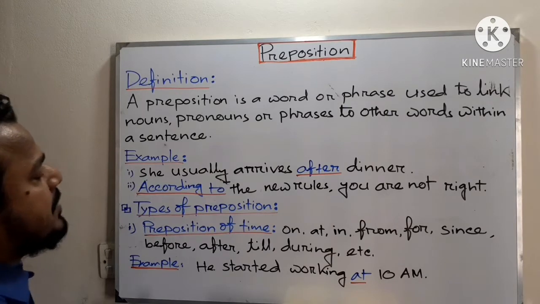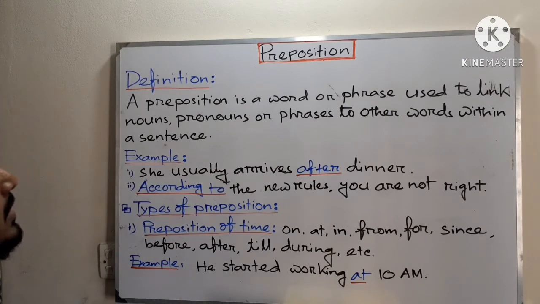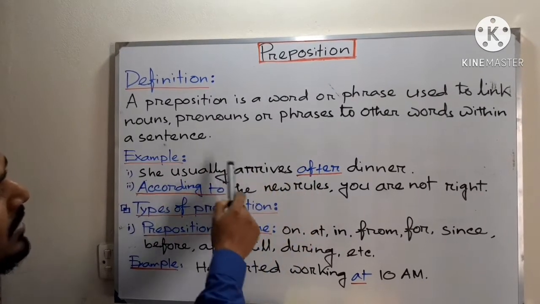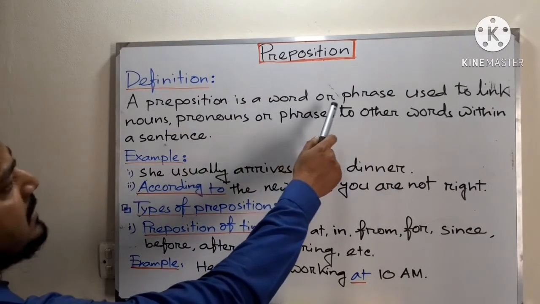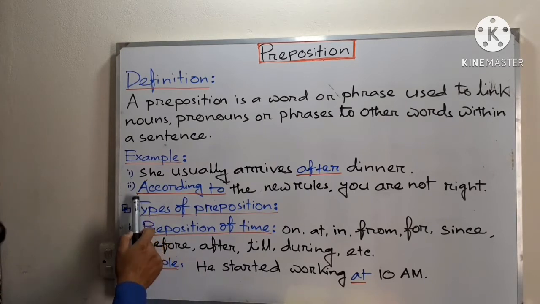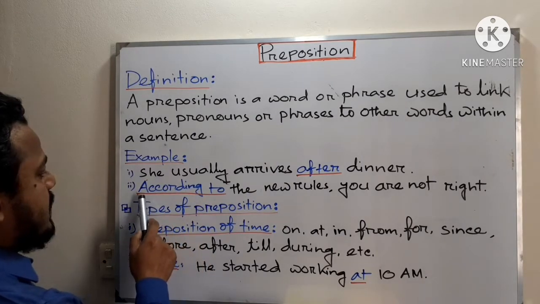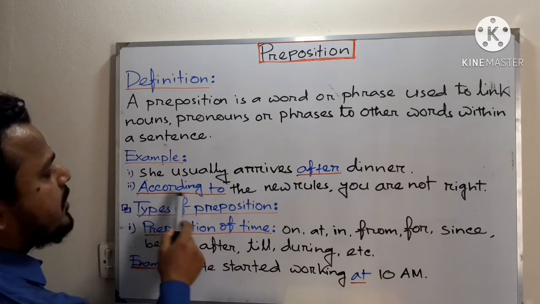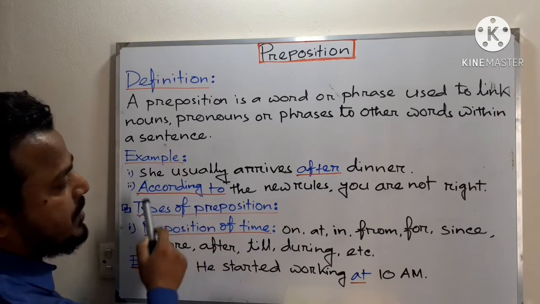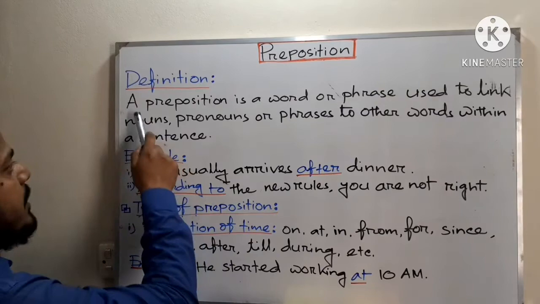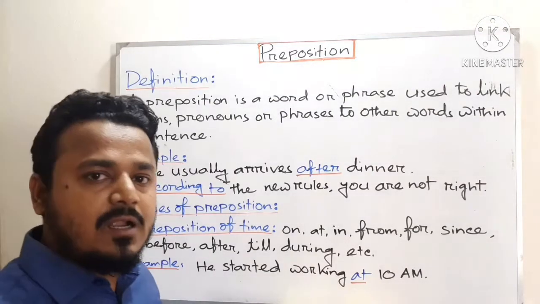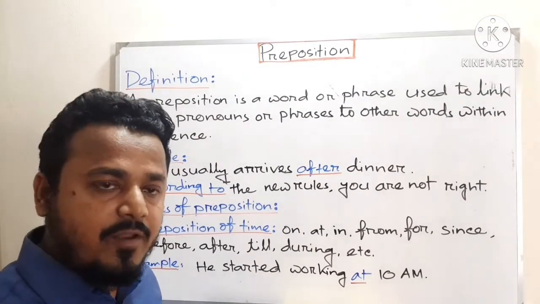That means a preposition can be a single word, which we can see in the first example after a single word, and it is a preposition, or it may be a phrase, and which we can see in the second example according to. In the second sentence you can see according to. It's not a single word, it's a phrase, and it is used as a preposition. So a preposition is a word or phrase. That means a preposition can be a single word and can be a phrase.